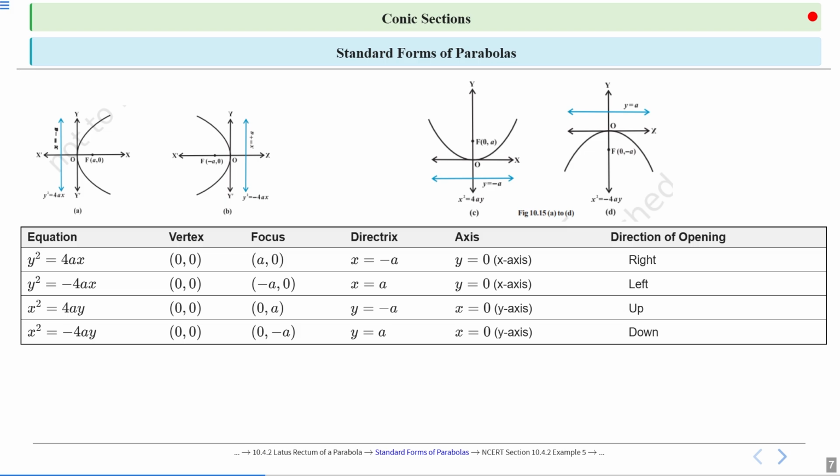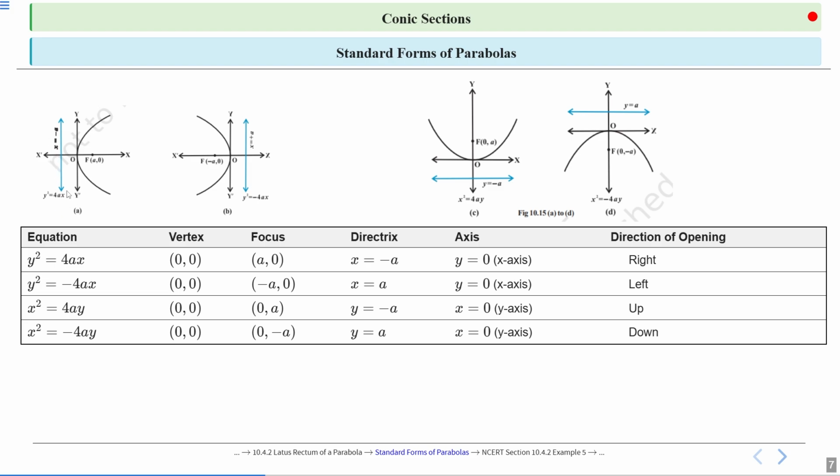Now we will discuss some standard forms of parabolas and their vertex, focus, directrix, equation of directrix, axis of parabola, and direction of opening. First visualize the figure, and from that figure find the vertex, the focus, and the equation of the directrix. Then find the axis of the parabola, and then find in which direction the parabola is opening. So look at the first one.